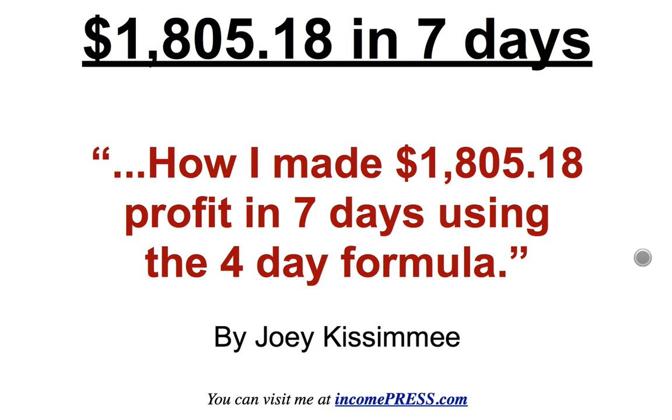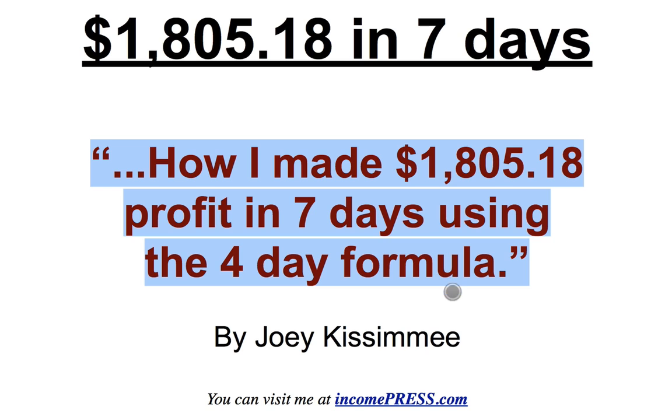So the first thing you're going to do is the very first page. You're going to have everything big, and pretty much the title of the ebook. This ebook is, how I made $1,800 plus in profit in 7 days using the 4-day formula. So this course is actually the 4-day formula. Now it's called the greatest experiment ever. I just changed it, I don't know why. But anyway, you always want to have the title there and basically the headline, okay?